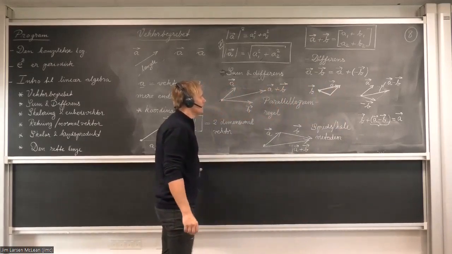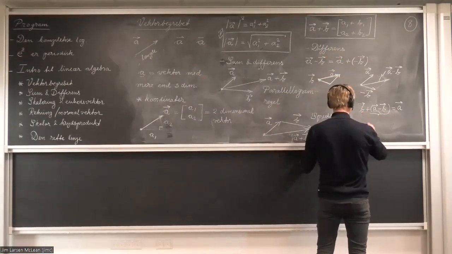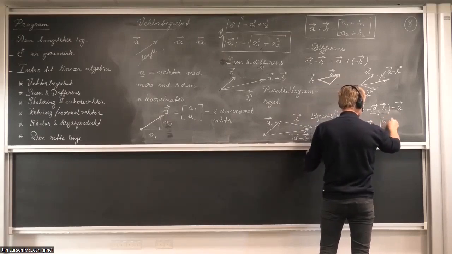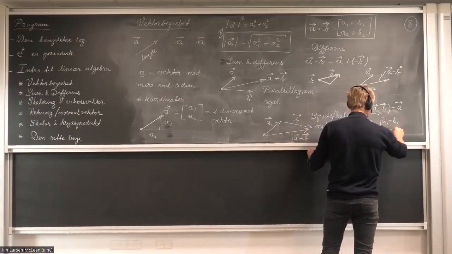So that's almost like addition. If you know the coordinates, you can easily find vector A minus vector B. You just need to take A's first coordinate and subtract B's first coordinate, and then take A's second coordinate and subtract B's second coordinate.